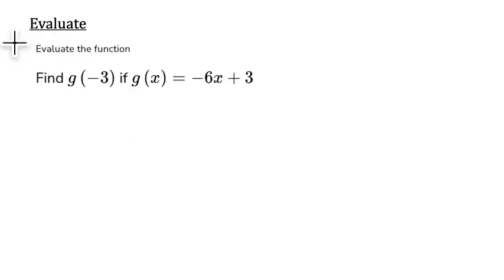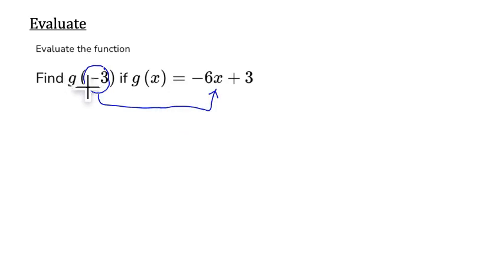Okay, let's move on to evaluating with functions. Now here, they're asking us to find g of negative 3 if g of x equals negative 6x plus 3. Now this negative 3, that's the input. So we're going to take that negative 3 and substitute it in for x on the right side of the function.